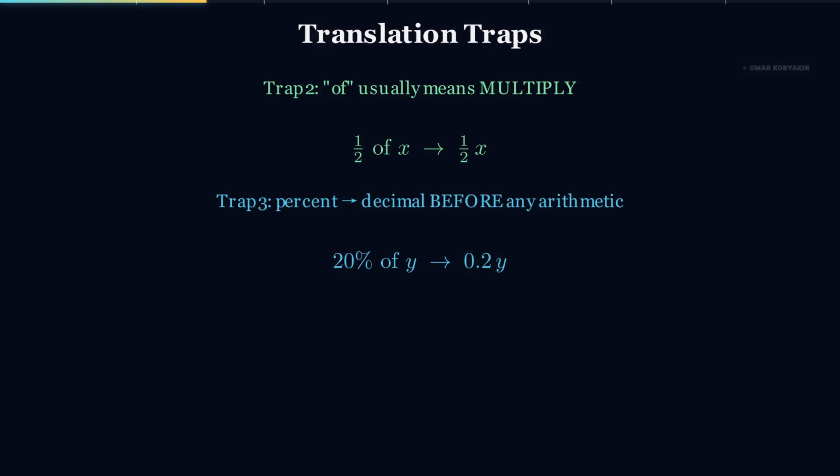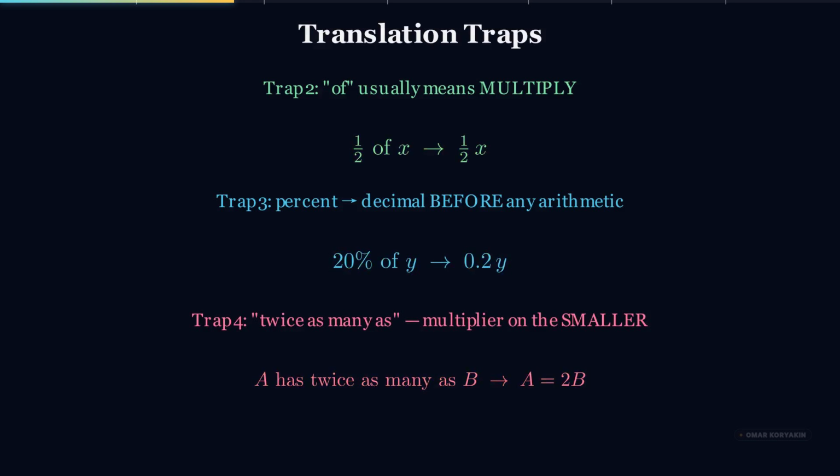Trap family 3 is percent phrasing. Whenever a sentence contains a percent, that percent must be converted to a decimal before any arithmetic happens. 20% becomes 0.2. 150% becomes 1.5. The percent symbol itself is just notation for division by 100. Many students forget the conversion and treat 20% as the number 20, which produces wildly wrong answers. Always convert immediately upon translating before any other operation touches the percent value.